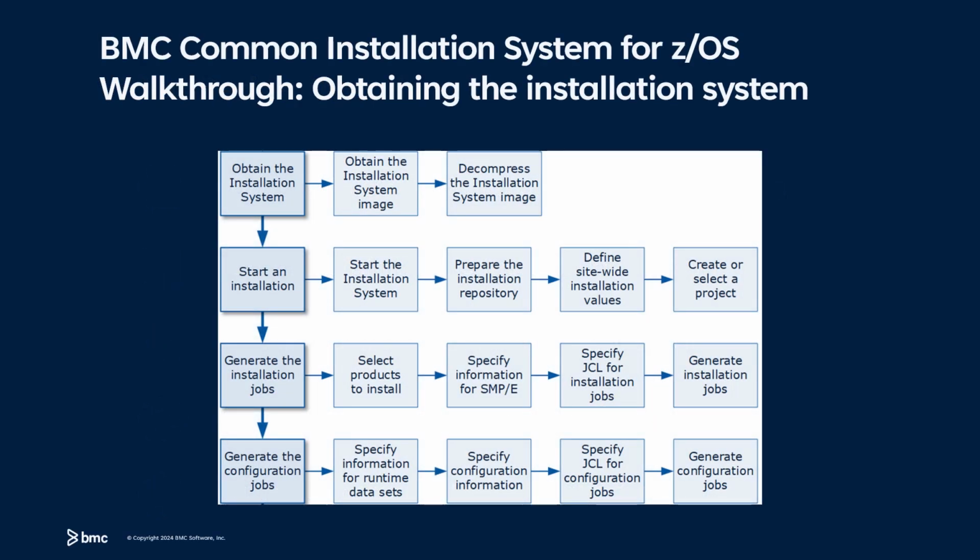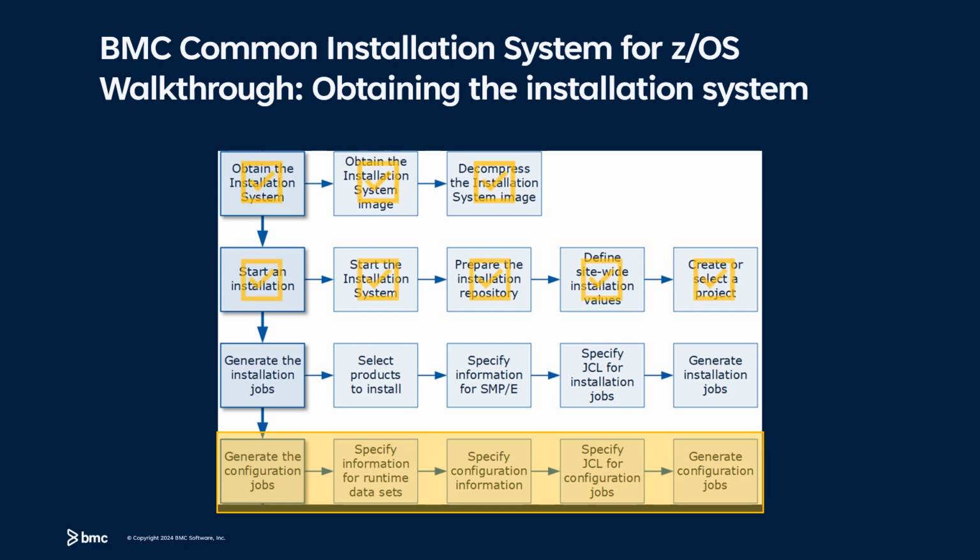In Part 5, we'll walk through how to set up JCL for configuration jobs and generate the necessary configuration jobs for an AMI Storage for z/OS installation. To proceed, you'll need to have already obtained and decompressed the installation system, started, configured, and used the installation system to create an installation project, and selected products, set up JCL for installation jobs, and generated your installation jobs.